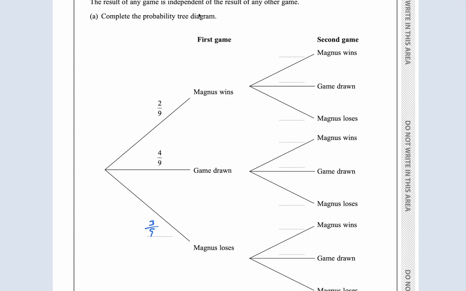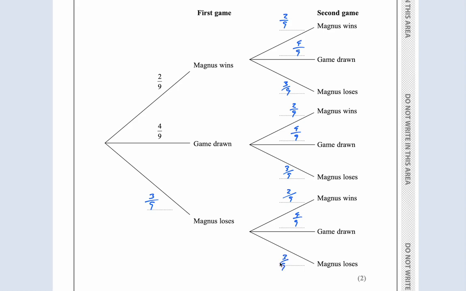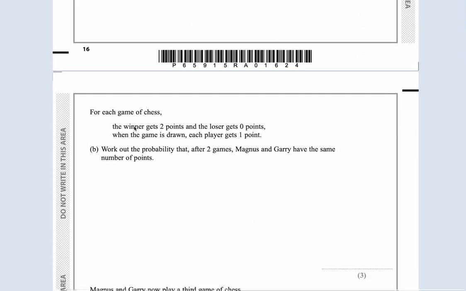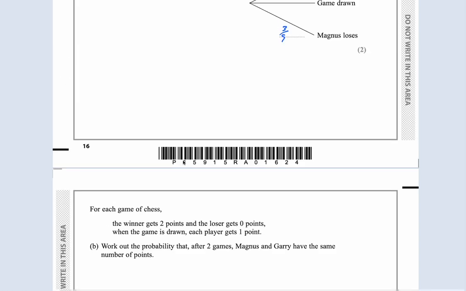It says the result is independent, which means the second game is going to be the exact same. So this is 2/9, 4/9, 3/9, and then the same here, 2/9, 4/9, 3/9, 2/9, 4/9, 3/9. Okay. Then it says for each game of chess, the winner gets 2 points, the loser gets 0 points, and when the game is drawn, each player gets 1 point. Work out the probability after 2 games that they both have the same number of points.